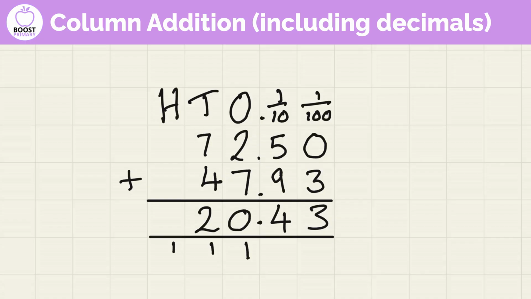Finally, the hundreds column. There's just 100 here. In it goes. And my answer is 120.43.